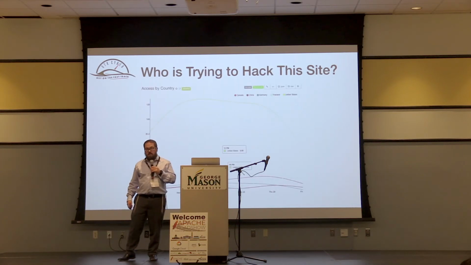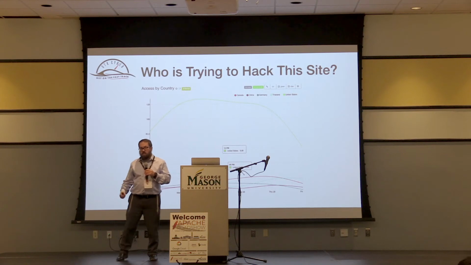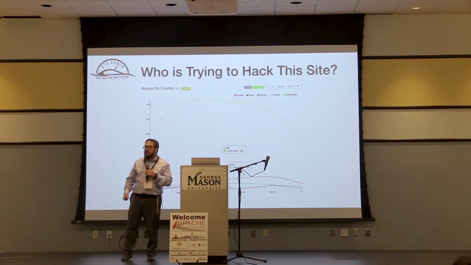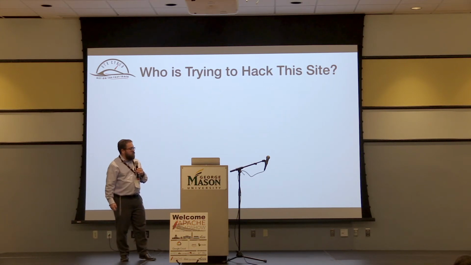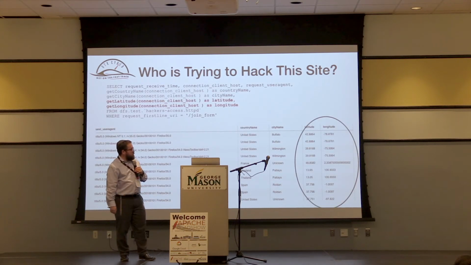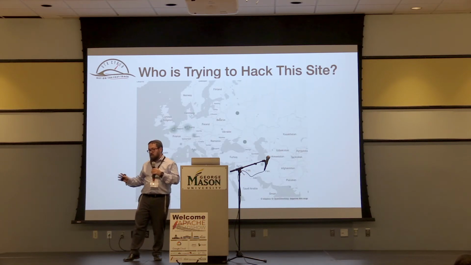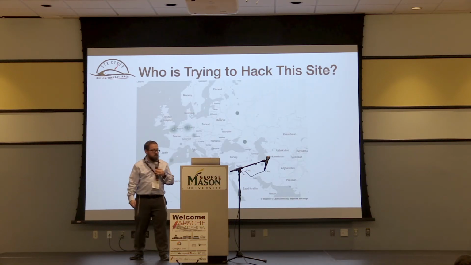We can then hit the Explore button again and generate some graphs, so we can see at what time of day people are trying to attack this particular site and where they're coming from. Or we can add the latitude and longitude, as you see there, and then we can map it. Again, this is all using the capabilities of Superset and Drill together.